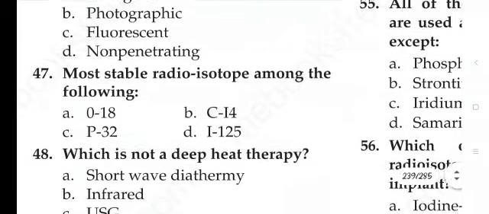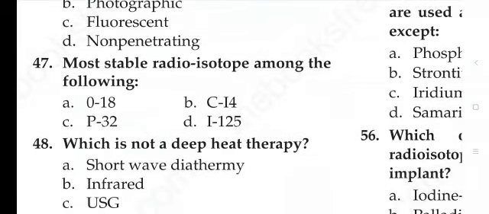Next question, most stable radioisotope among the following. Options are option A O18, option B C14, option C P32, option D I125. The answer of this question is option A, that is O18.